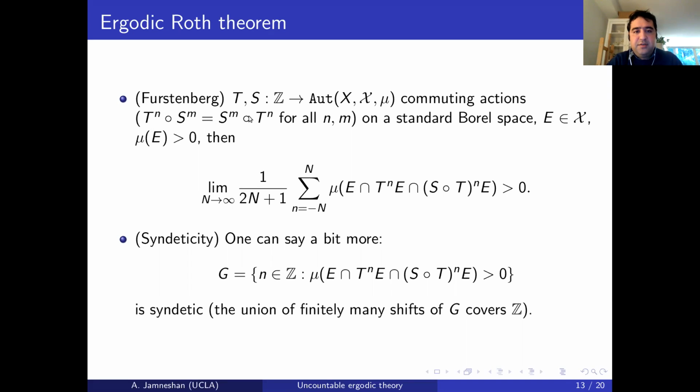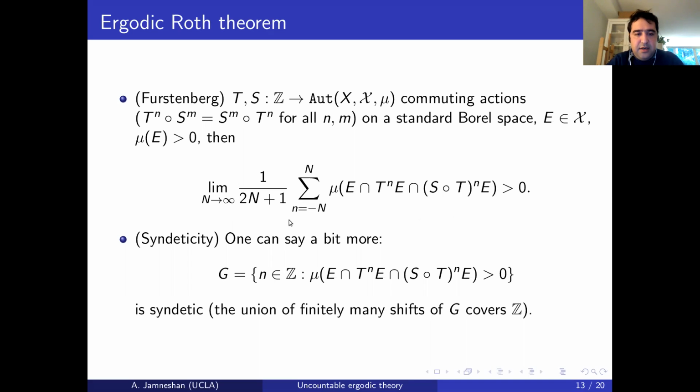This is a classical theorem of Furstenberg, where we have an action of the integers on the automorphism group of some, let's say, standard Borel space, and these actions are commuting. This means that the composition Tn with Sn is the same as Sn Tn. Then for any set of positive measure, one can show that this type of multiple recurrence average has a limit that exists and that this limit is positive whenever the measure of that set is positive.